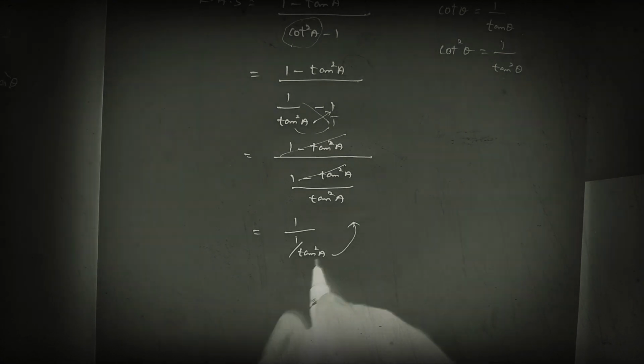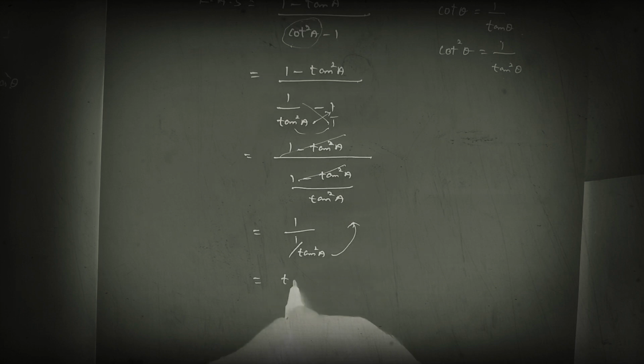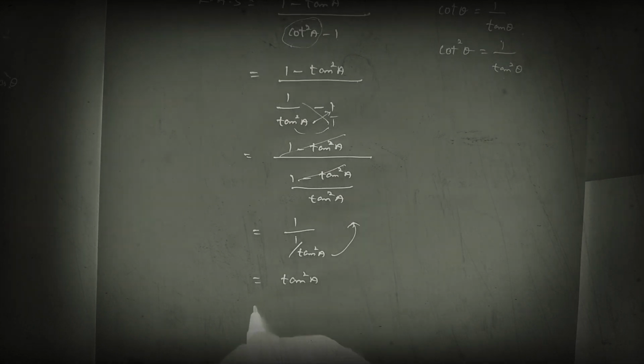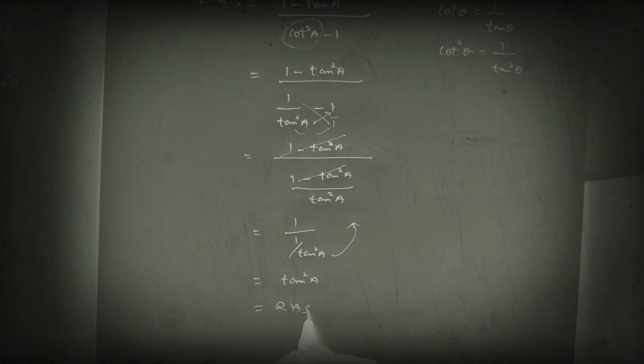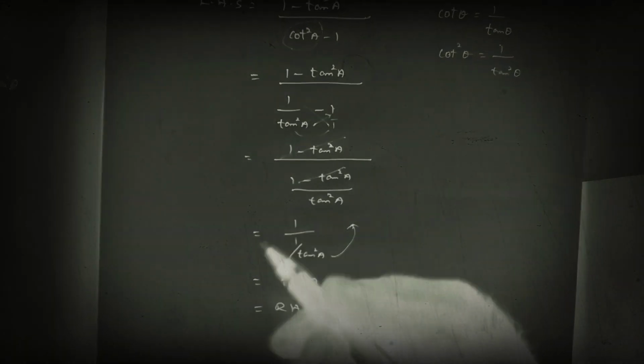Taking it to the RHS, taking it to the numerator, it will become the reciprocal. So it will become tan square A. We got the RHS. So suppose if you want to simplify in terms of sin cos, we will get the same solution.